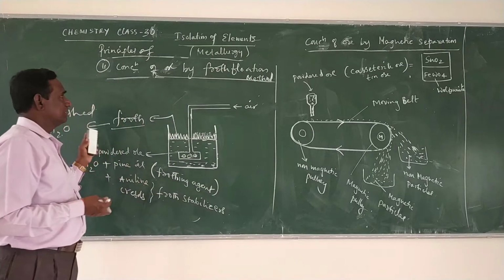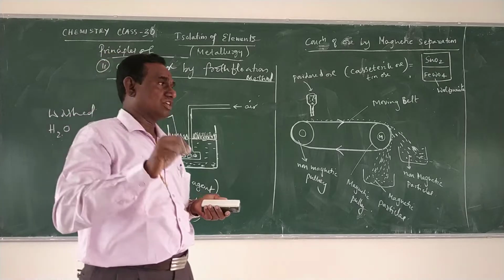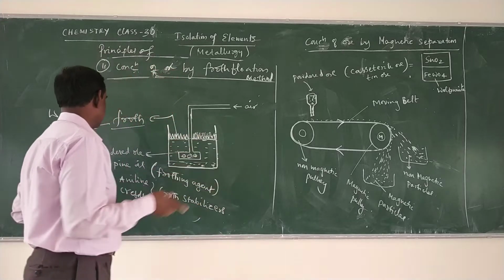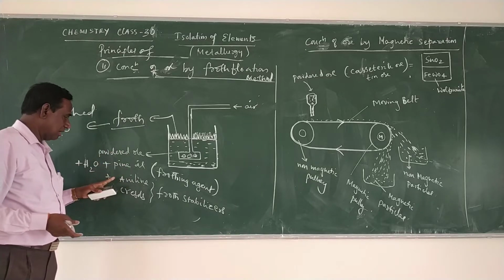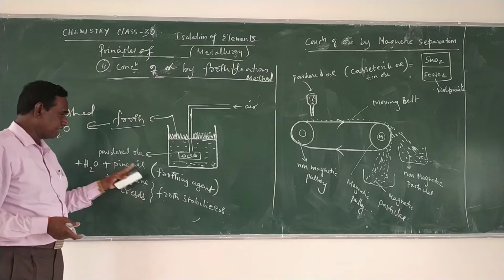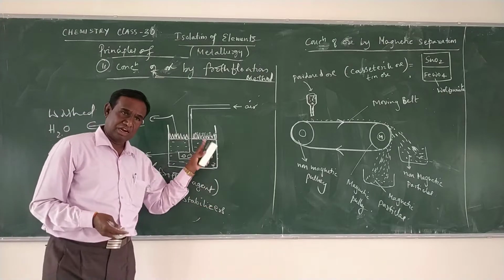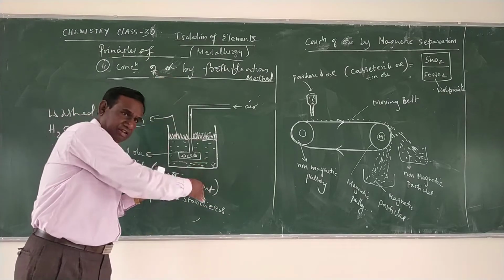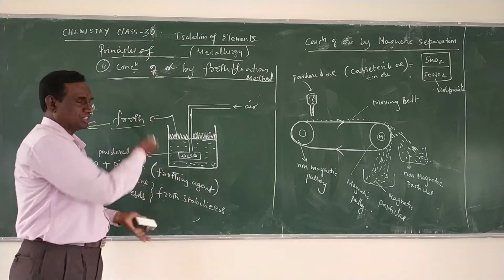This method of concentration is adopted only to concentrate the sulfide ore particles. The sulfide ore particles are mixed with water, pine oil, aniline and cresols. Pine oil acts as a frothing agent. Aniline and cresols act as froth stabilizers. This total mixture is taken in a large tank and mixed well by passing a blast of hot air, so that the mixture is stirred well.